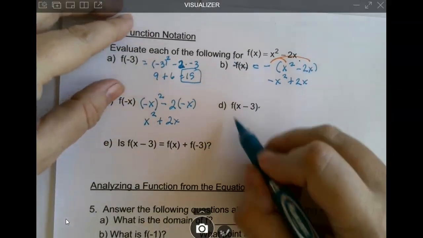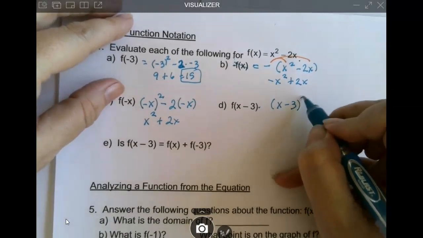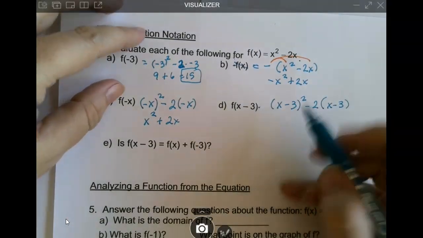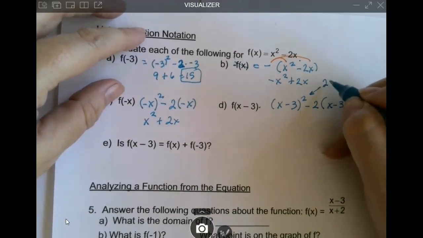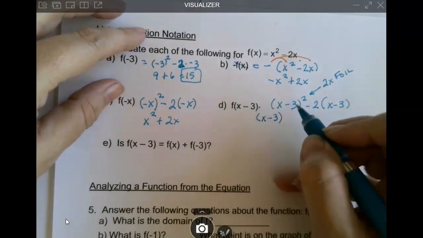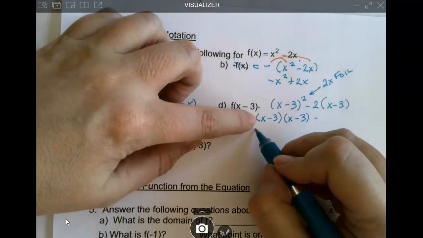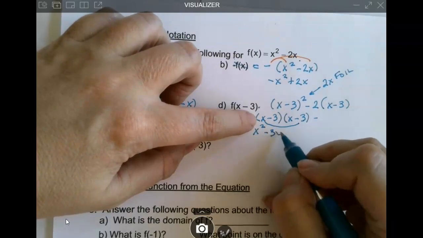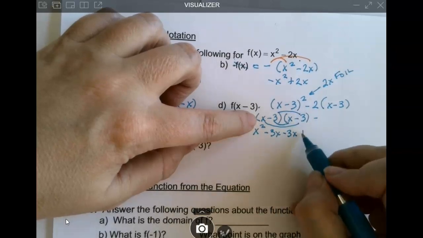And then this one wants me to put in x minus 3 every time I see an x up here. So it's going to be x minus 3 squared, and then minus 2 times x minus 3. This one, remember you cannot distribute the exponent. You have to write it out 2 times and FOIL. So I write x minus 3 and x minus 3. And so I get x times x is x squared, x times negative 3, my outsides, that's negative 3x. Then my insides, negative 3x. And then my last ones is positive 9.